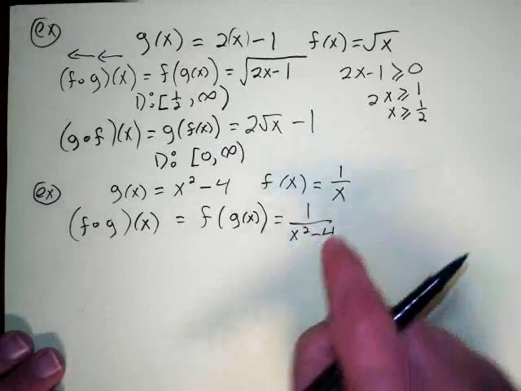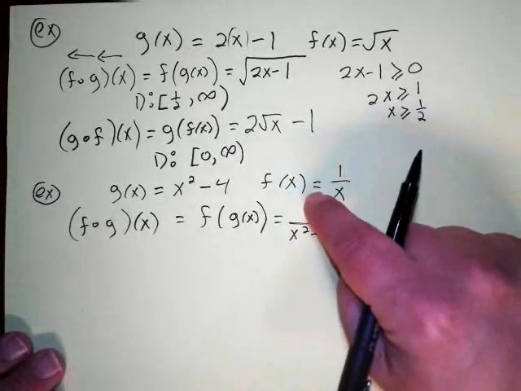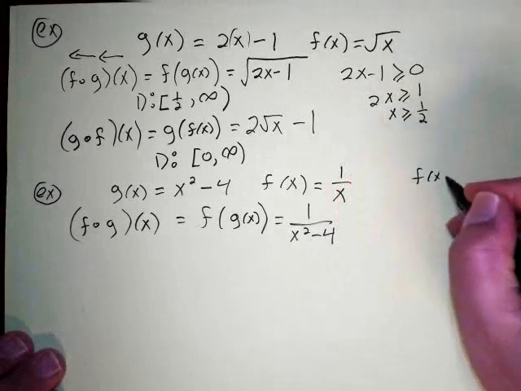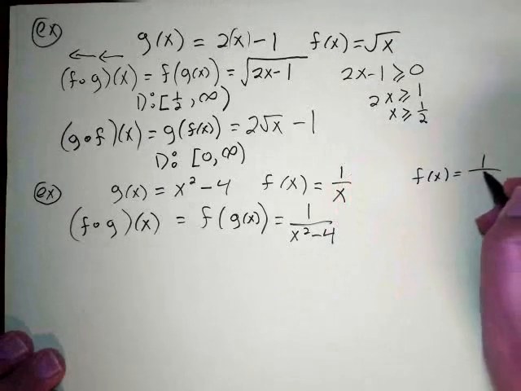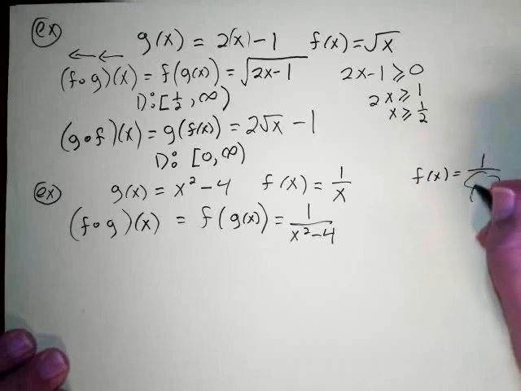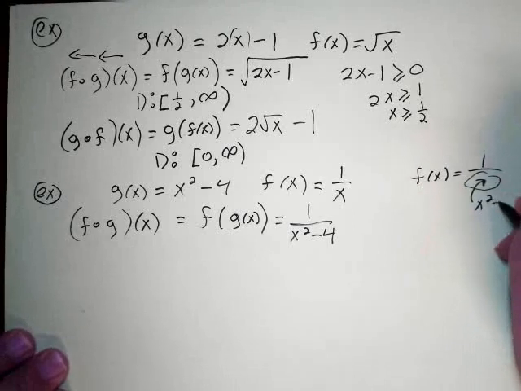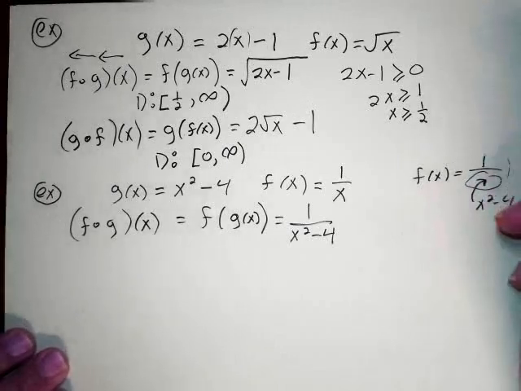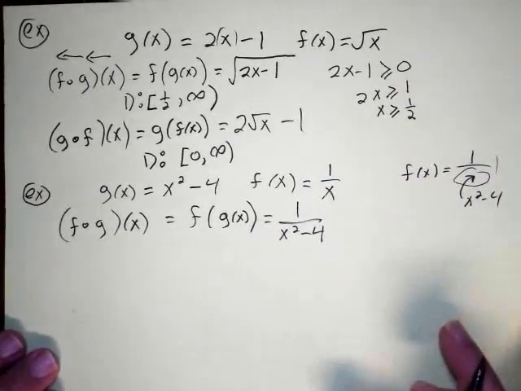You can think of this as the composition of 1 over x, that's the outside function, and inside that, you can almost think of f of x as just being 1 over something. And then inside that, I'm putting x squared minus 4, right? So this is the inside function. 1 over x is the outside function.